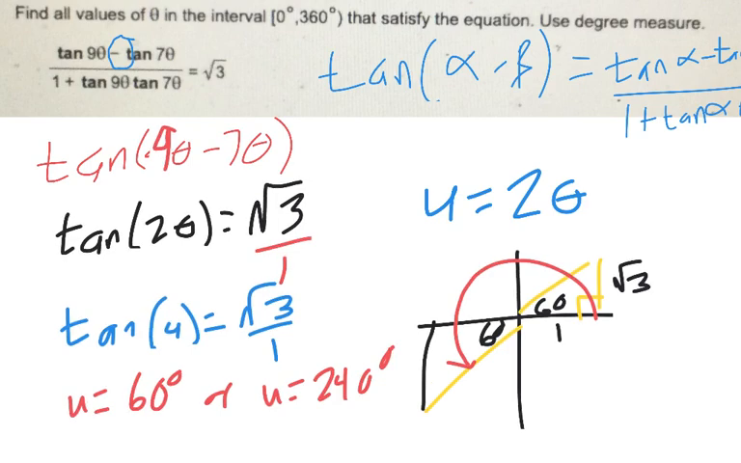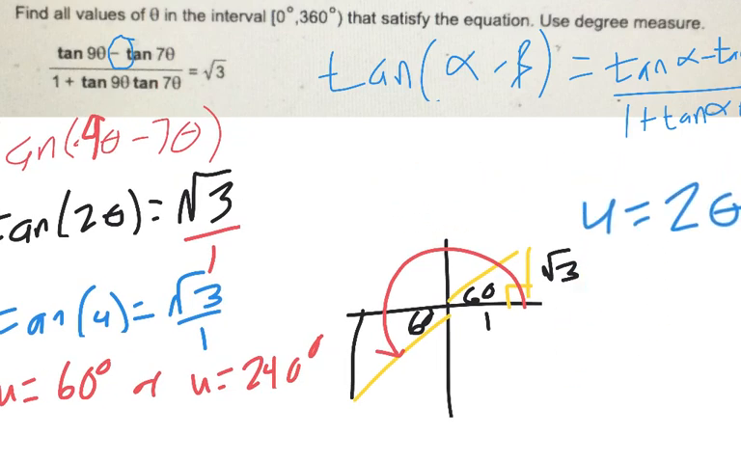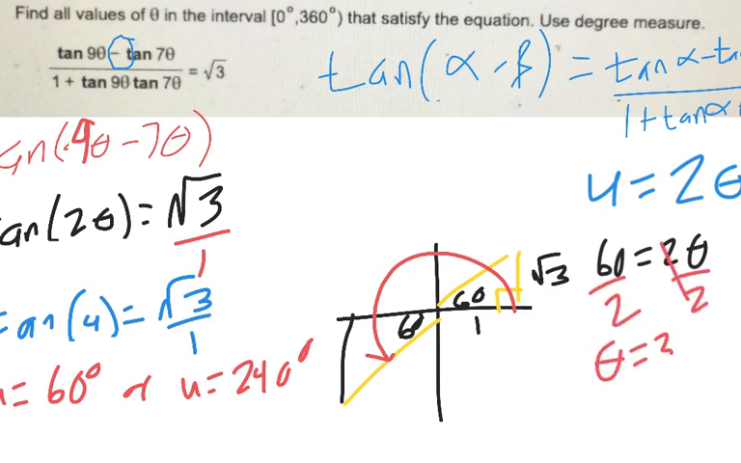But remember, my problem didn't start in terms of u, it started in terms of theta. So I need to plug into this formula right here to find out what theta needs to be. So if u is 60, that means 60 is equal to 2 theta, so theta could be 30 degrees. And for the same reason, theta could be 120 degrees. It wants all the answers that are between 0 and 360.